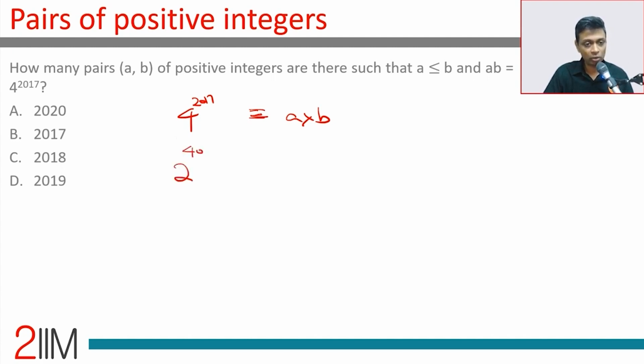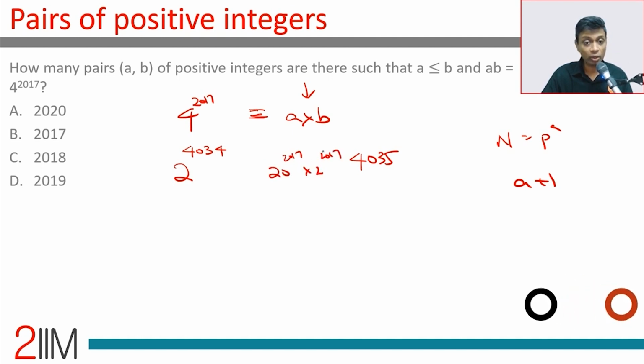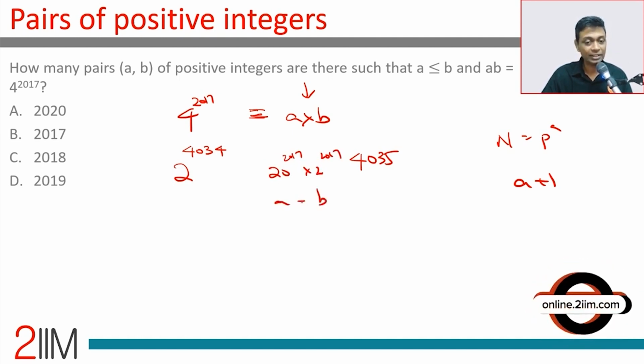This is 2 to the power 4034. Number of factors is 4035. N equal to p to the power a, number of factors is a plus 1. Fine. Number of factors by 2 will give us the number of ways of writing like this, with a less than or equal to b. So one of those ways of writing is going to be 2 to the power 2017 into 2 to the power 2017, where both are equal. This is a, this is b. A is equal to b. So a less than or equal to b.